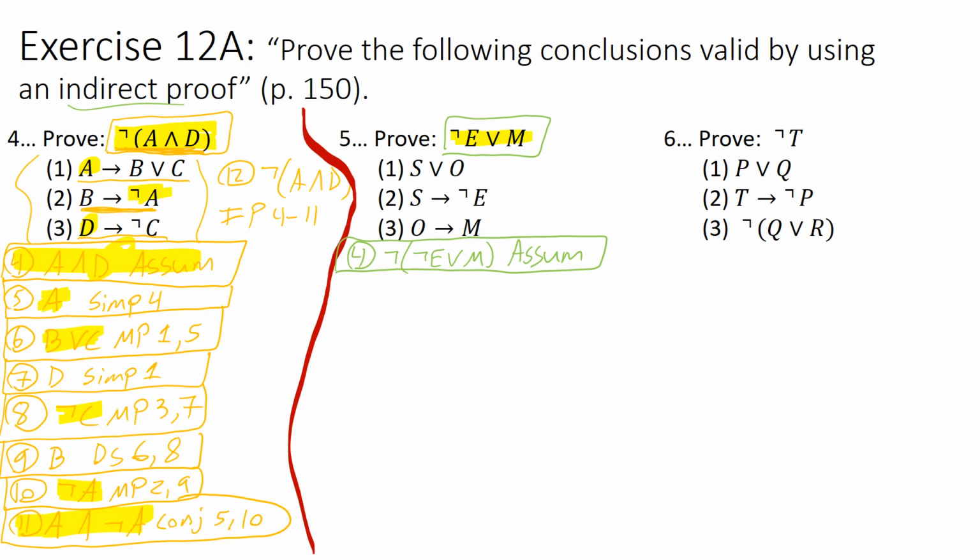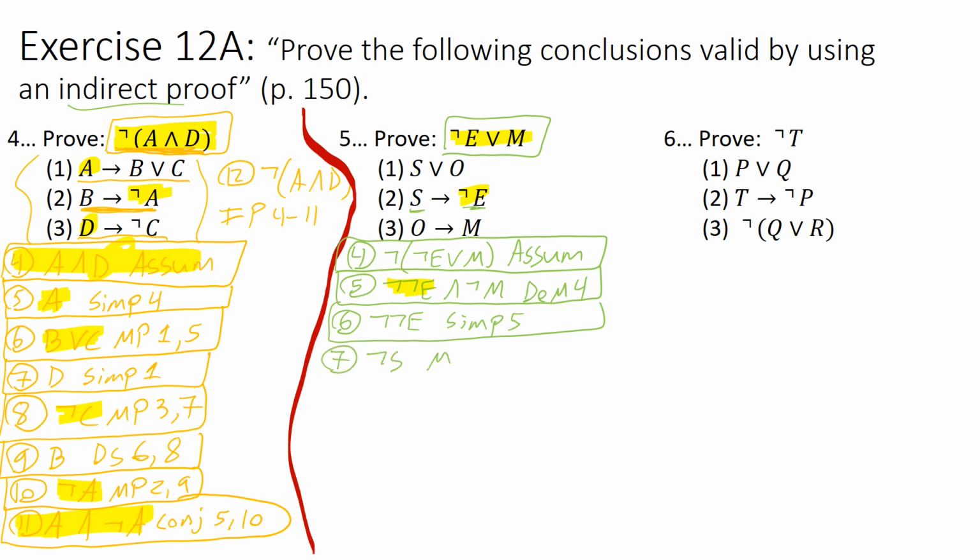But first, let's do De Morgan on line 4. So for 5, we can get not E and not M, De Morgan 4. Notice we have this not E, that contradicts that consequent in the conditional. So let's simplify. 6, not E, simplification 5. Now we can deny the consequent to deny the antecedent. So for 7, we have not S by modus tollens, lines 2 and 6.